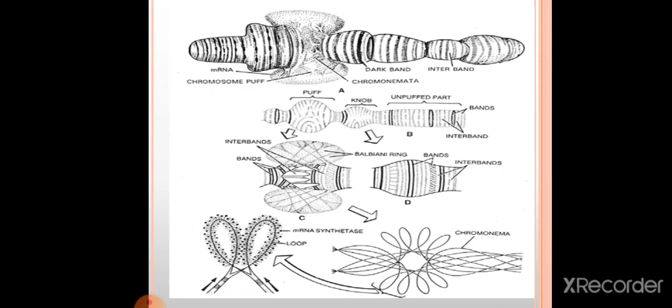This whole diagram summarizes the structure of a polytene chromosome. Here you can see the dark bands and light bands alternating with each other, and here and there you see the puffs being formed, and in certain regions the puffs become too enlarged, giving rise to the Balbiani rings. When you zoom in on these Balbiani rings, they show looping of the chromonemata, which in turn further contain loops with mRNA synthesizing enzymes present on each spiral.